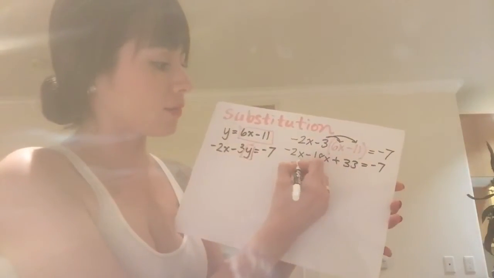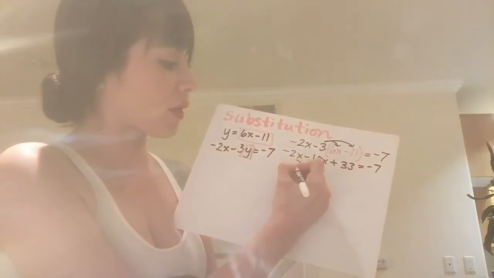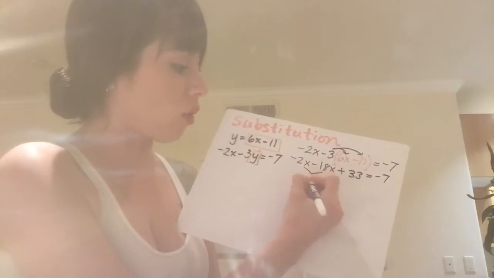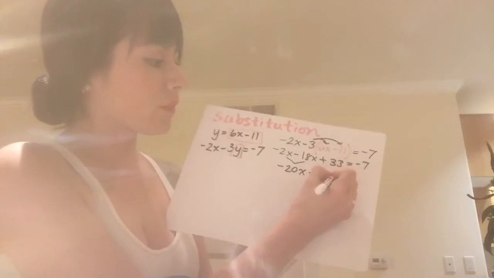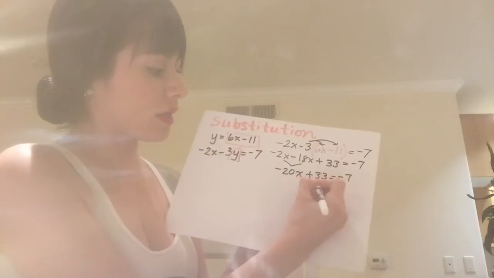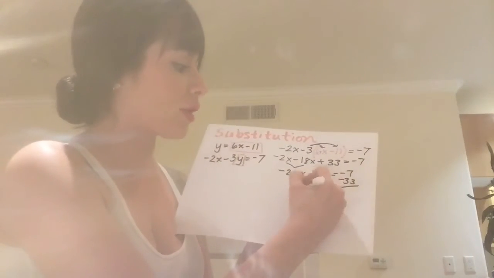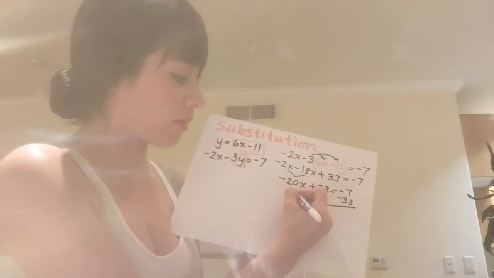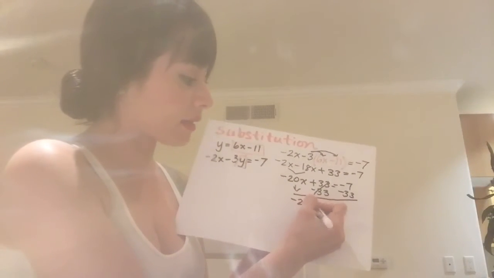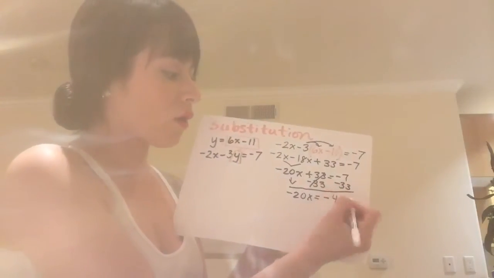We could combine negative 2x with negative 18x because they both have the variable x. So that would be you owe me 2, you owe me 18, you owe me a total of 20 x's plus 33 equals negative 7. Now we do the inverse operation of positive 33, which is negative 33. To keep your equation balanced, what you do to one side, you have to do to the other. Then we bring down this negative 20x, and now you owe me 7, you owe me 33. That means you owe me 40.